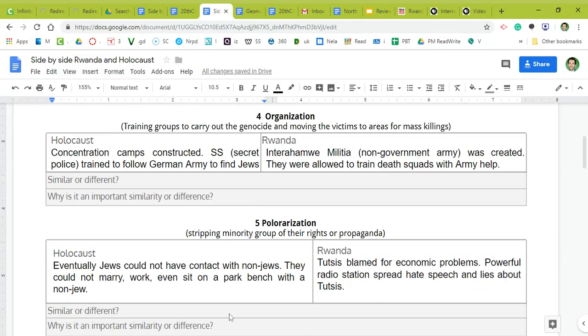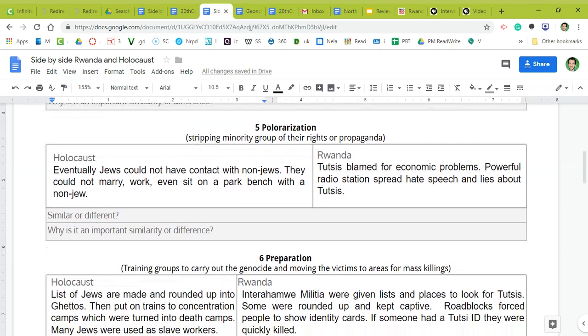So this one is the Holocaust and its organization. They built the concentration camps, and the SS, these secret police, or a kind of military unit, were trained to kill and to find Jews as the German army took over new places. Rwanda, the Interahamwe was created, this non-government army. They were allowed to train death squads with army help. So you can see that the government is involved way more here, right? This actually is the government. This is not really the government. They have some influence, but the militia are taking the lead on the genocide, not the government. And in the Holocaust it is here. So you want to explain some of that, the role of government there.